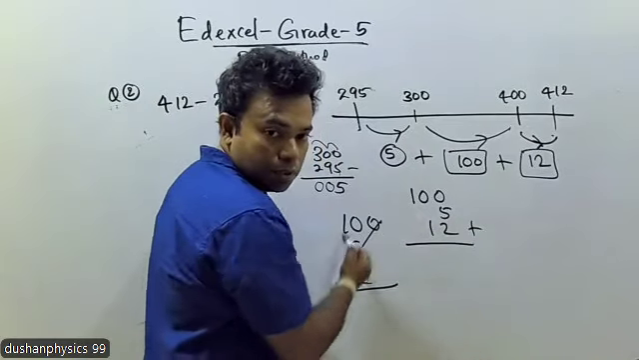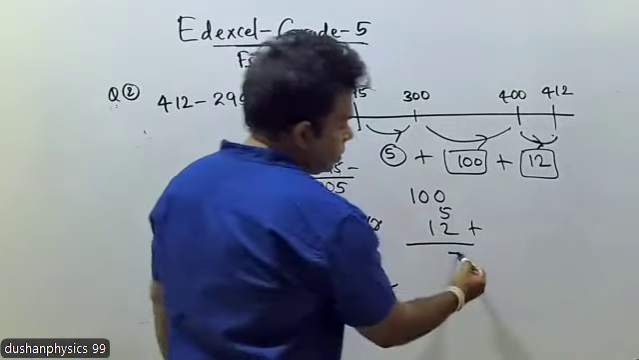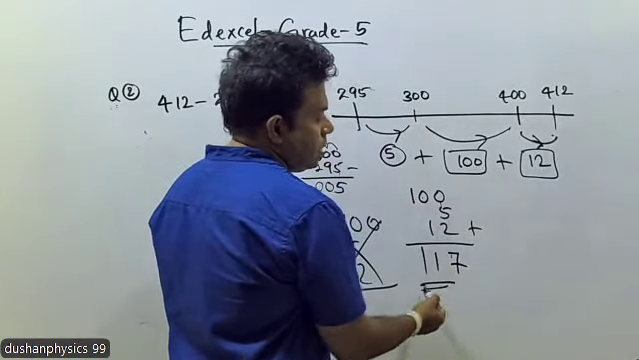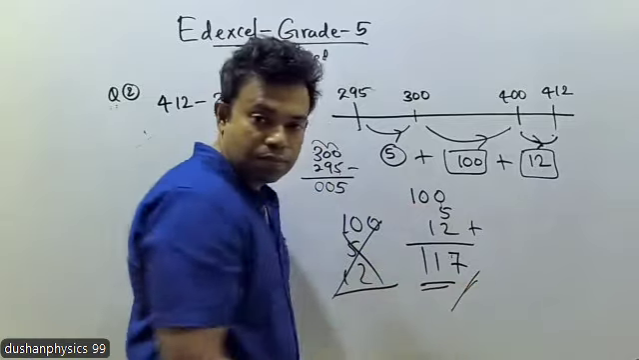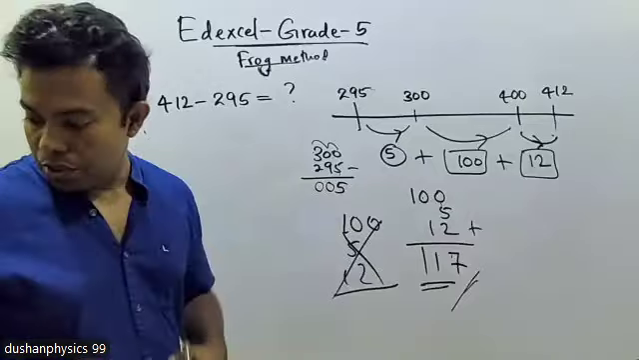You know these methods, right? And this is the correct method that you have to write. Therefore, the answer is 5 plus 2, 7. This is 1, this is 1. Final answer is 117. Is it clear, students? Okay, so let's come to the next question.